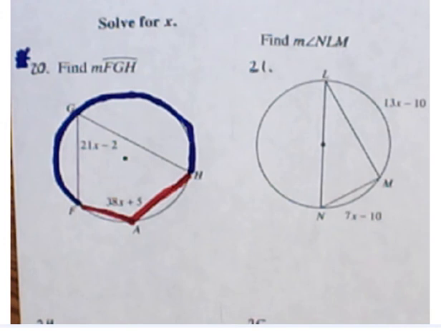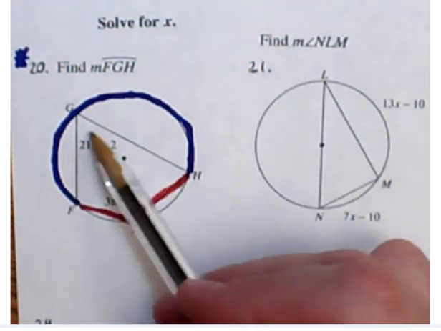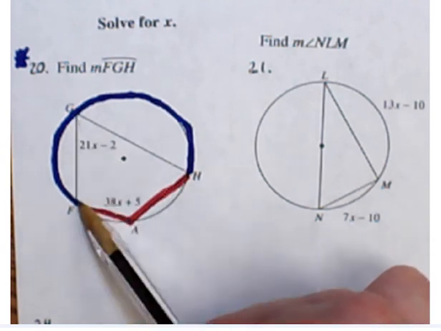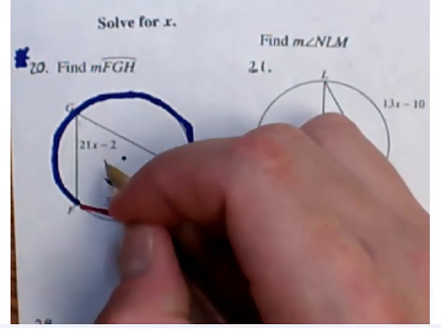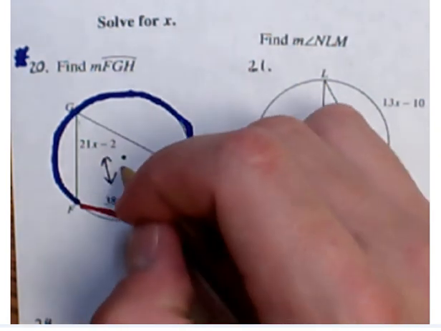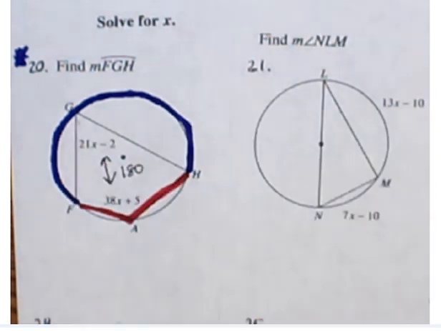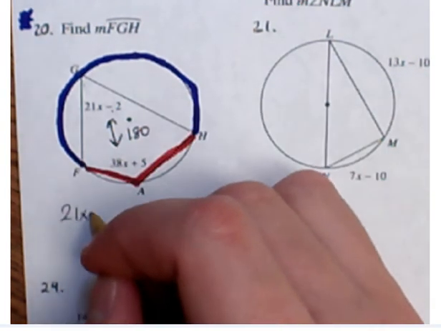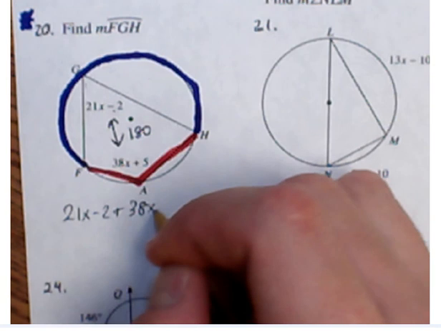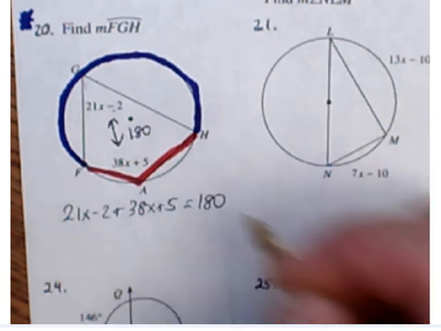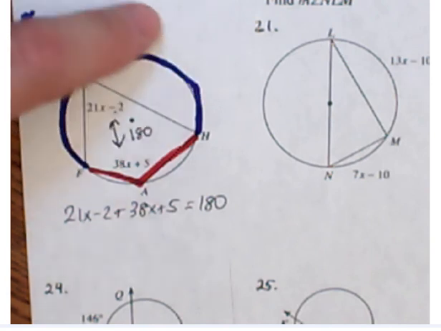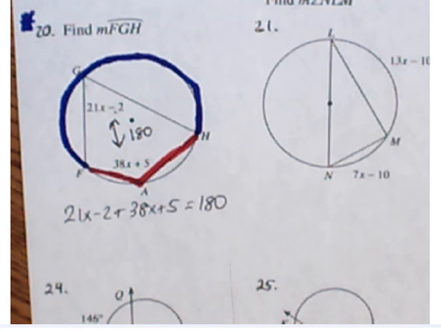Now one thing that we talked about, there's a special relationship. Notice you have a quadrilateral inscribed in the circle. Opposite angles of an inscribed quadrilateral are supplementary. They add up to 180. Okay, so that means that 21x minus 2 plus 38x plus 5 equals 180, and then you solve it. Okay, and I'm going to let you solve it. You'd have to plug it back in, and remember you have to find the measure of the arc here. But I'm going to let you do that, and that is the end of our lesson.